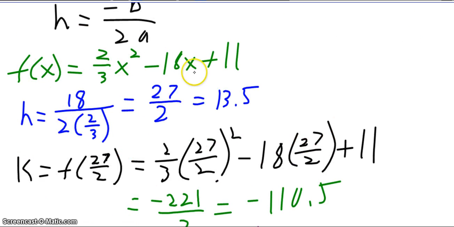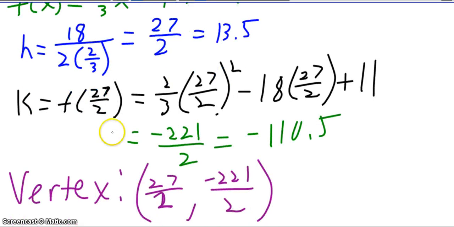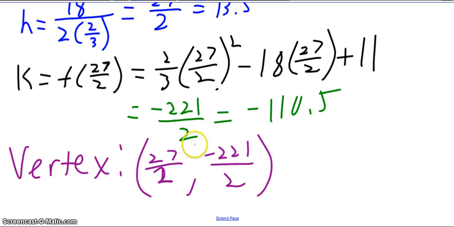Okay, so I just rewrote the function here, and h is going to be the opposite of b, so since b was negative 18, it's 18 over 2 times a is 2/3, which is 27 halves, or 13.5. So then k is going to be f of opposite of b over 2a. So I plug in 27 halves into the function, and I simplify, and I end up with negative 221 over 2, or negative 110.5. So my vertex is 27 halves, comma, negative 221 over 2.